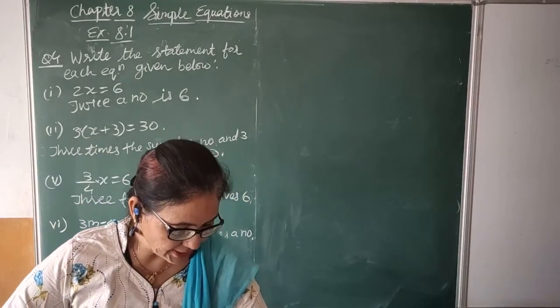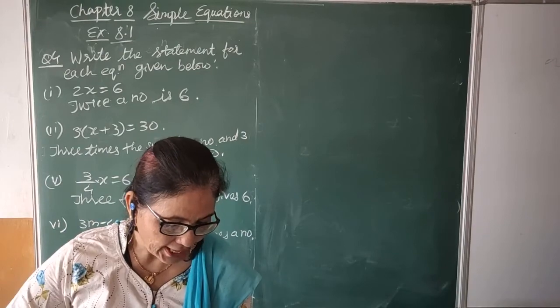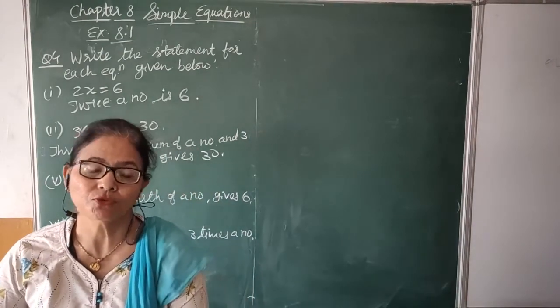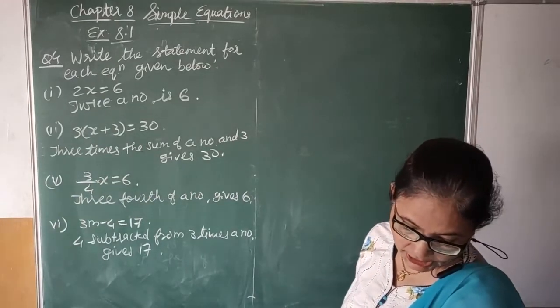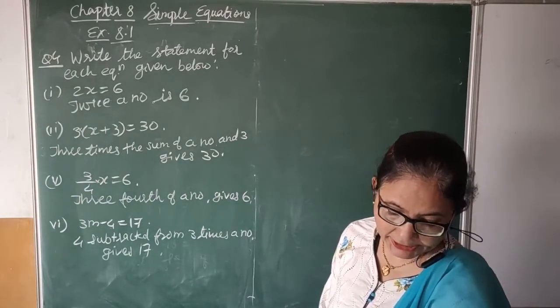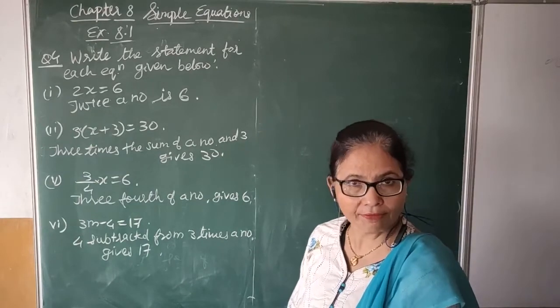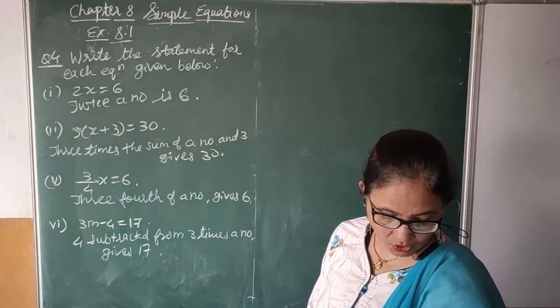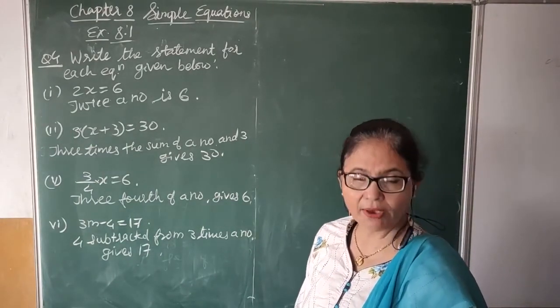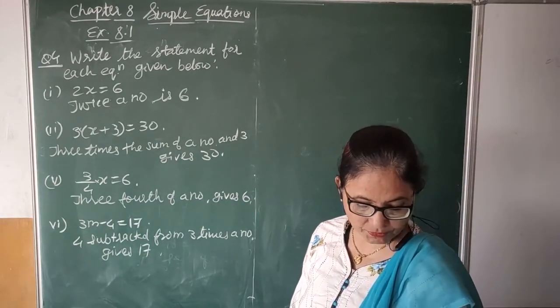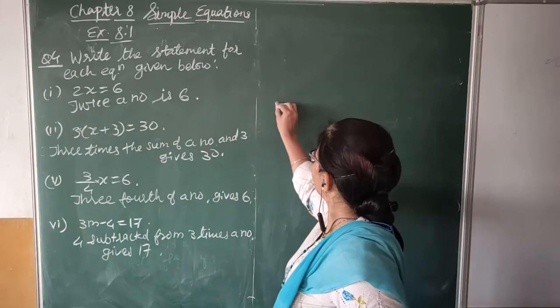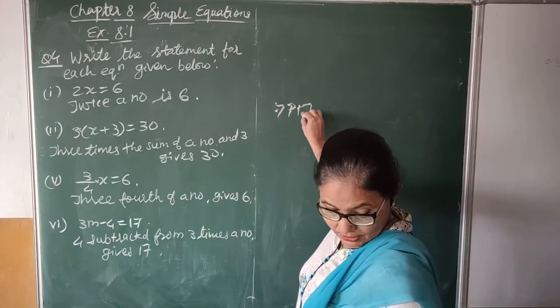The sums which I left here, you can see. The third one is x plus 4 is equal to 11. So if x plus 4 is equal to 11, what will you write? 4 added to a number is 11. Okay, now next is the fourth one. 7p plus 7 is equal to 70.